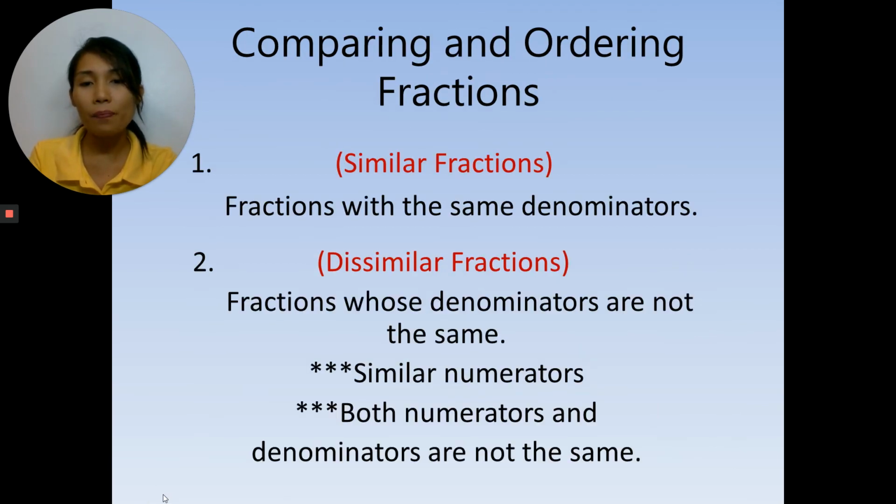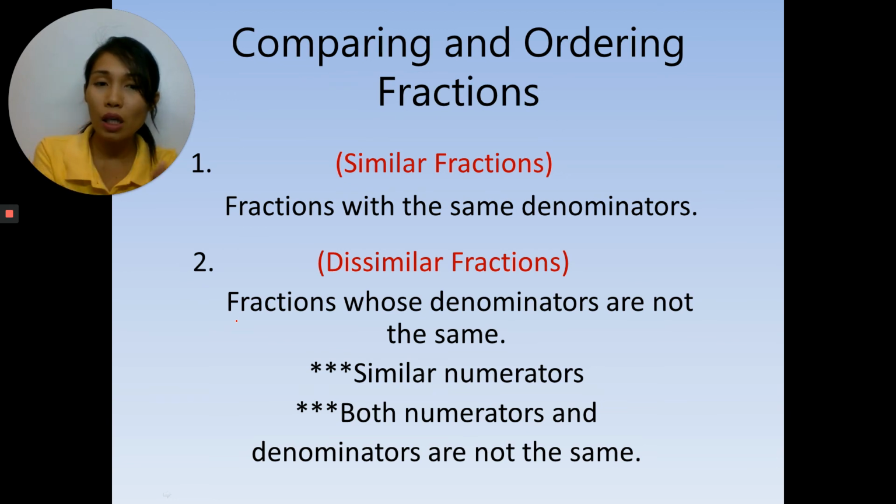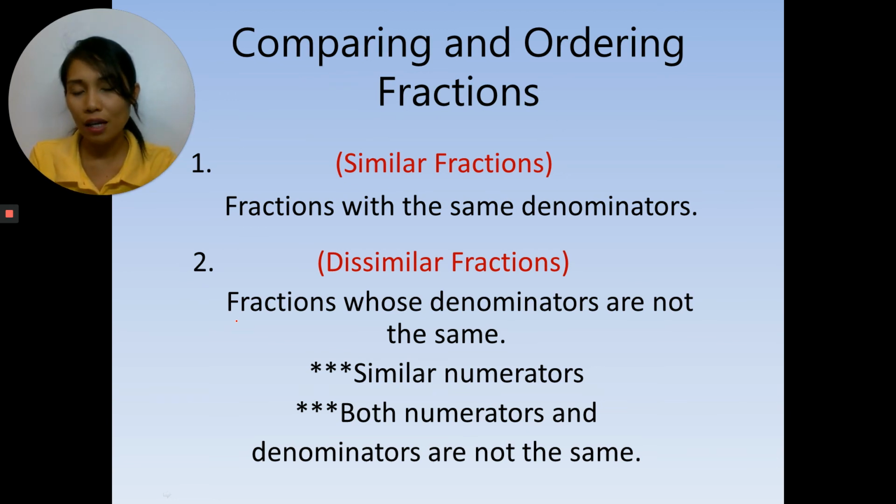Okay, so here we were able to identify which fractions are smaller, bigger, and we were able to order fractions from the least to the greatest. When you order in descending order, then you do it the opposite way around. You start from the greatest fraction down to the lowest or the least fraction. Okay, now we will also learn how to compare and order fractions with both the numerators and denominators not the same. Okay, like this one.